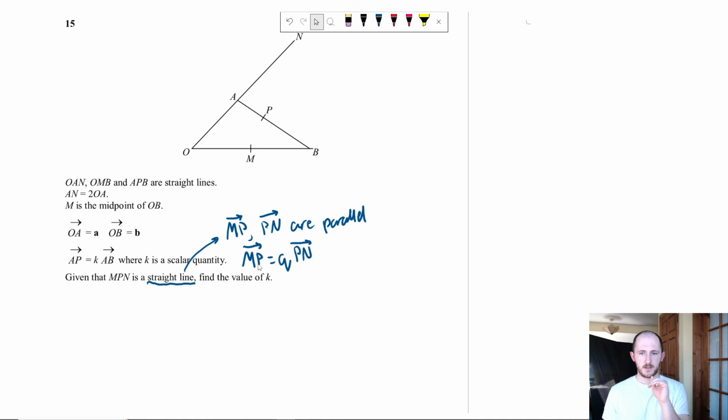So far so good? If so, I hope so. Okay. So, how do I use this information now? Well, what I'm going to do is find a method of... Cool. Also, by the way, it does also mean that MN is also parallel. So if we're stuck on MP, we can actually work out MN.